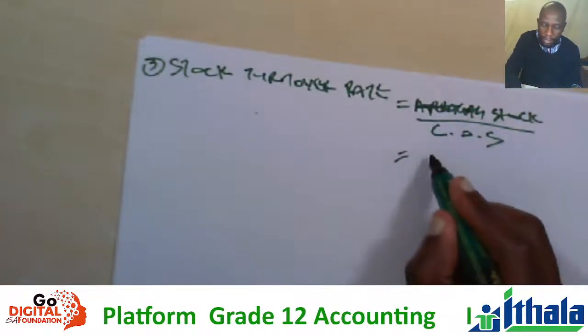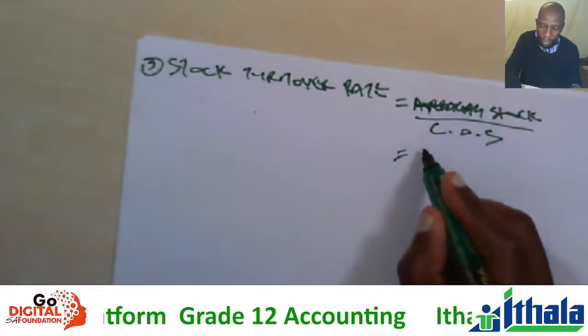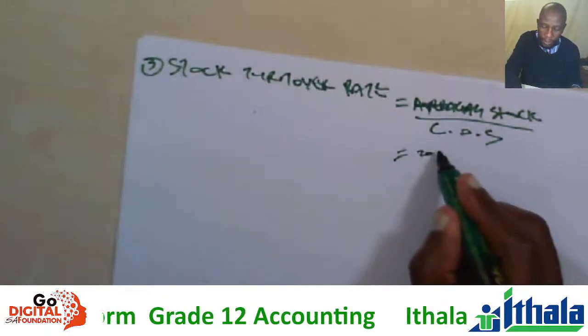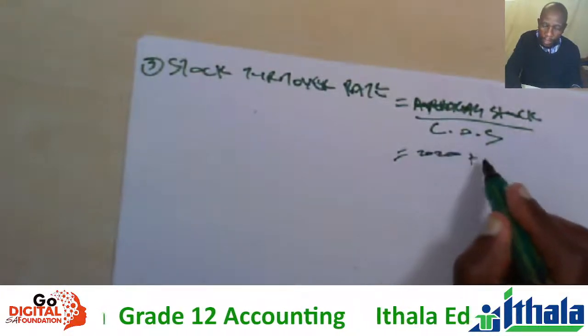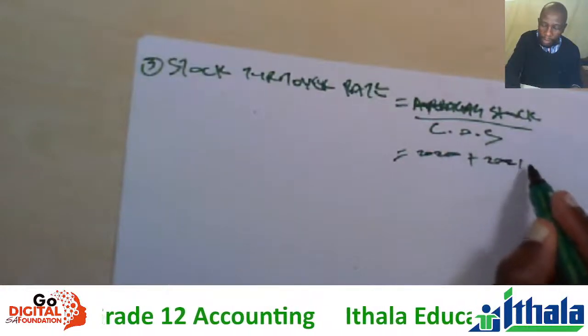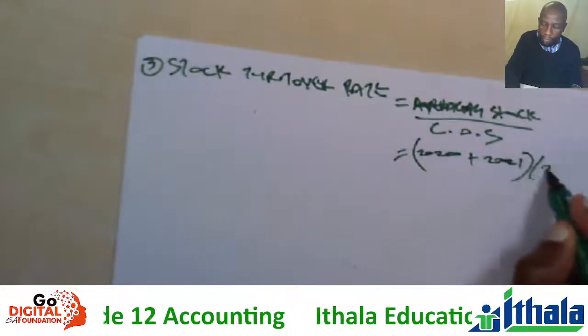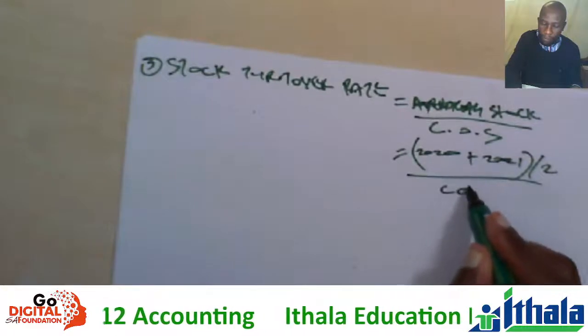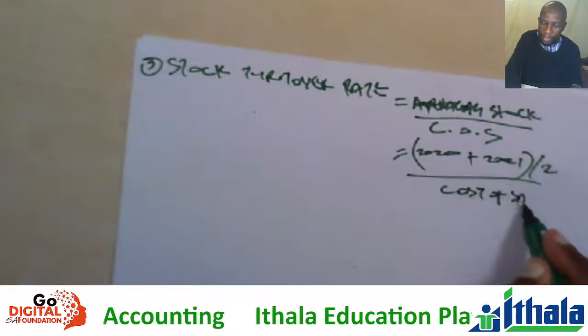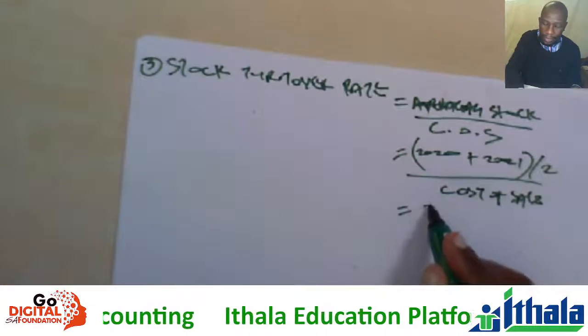So let me just make an example. Remember last week we said, let's say 2020 amount plus 2021, right? You must divide this by 2. You divide by the cost of sales. So the answer is something times.